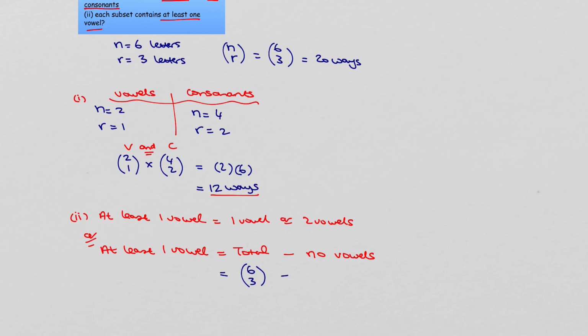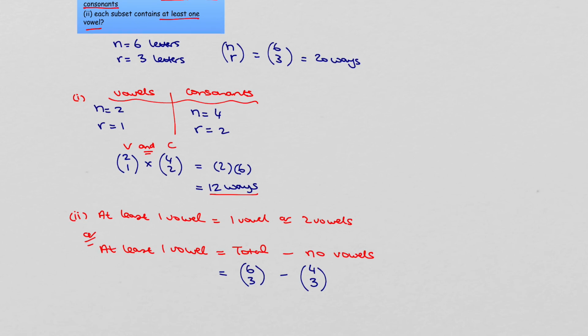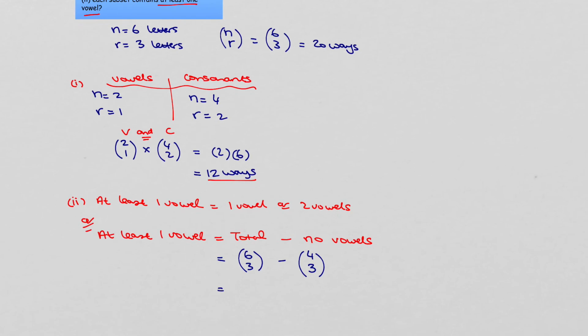that would mean we would have to choose all of the consonants. So all of our consonants, well, there are 4 consonants, and if there were no vowels, then my subset would mean that there were 3 consonants. So I'd have 3 consonants from 4. So 6 choose 3 is 20, and 4 choose 3 is 4. So that means there are 16 ways of getting a subset of 3 with no vowels.